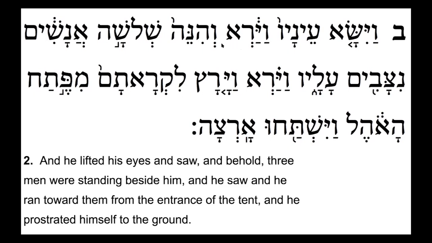And then we have vehine. Ve means and, and hine is behold. Okay. And then we have shalosha. Shalosha is three. And then we have anashim, and this means men, plural. And then we have nitzavim, and this means standing, participle form, plural. So three men were standing. It's like present tense.